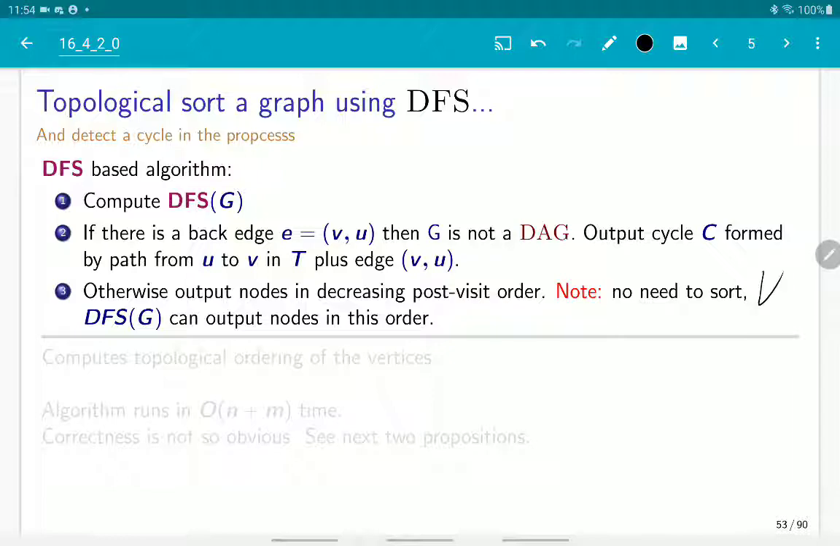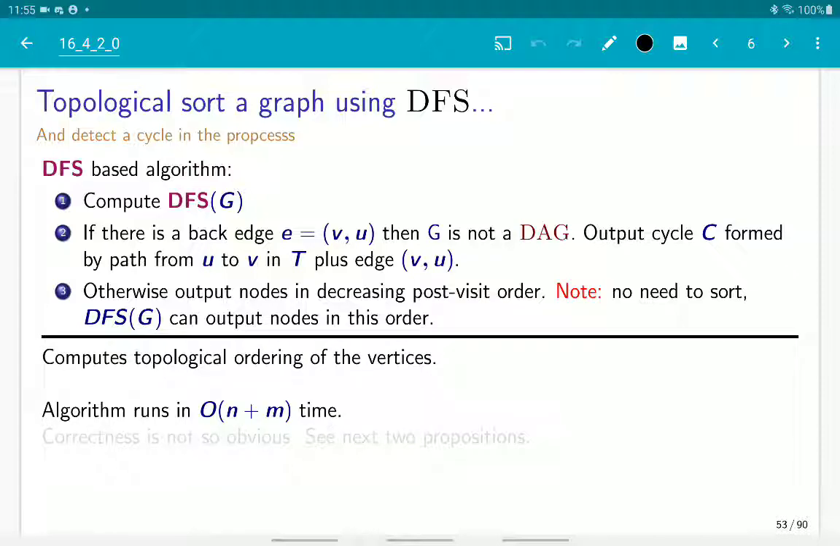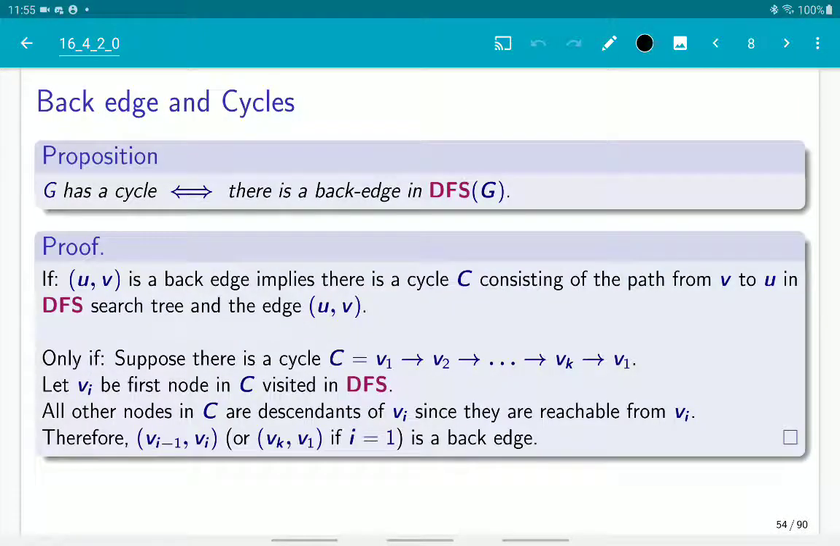And we claim that this reverse post-ordering, namely decreasing post-ordering of vertices, is a topological ordering of the graph. And the running time is of course linear because we're just doing DFS, so it cannot be better than that. But correctness is completely not obvious now. So we will need to prove two claims to see why this is correct. And the first claim is that if there is a cycle in the graph, then there is a back edge. This is really what we need for the cycle detection.